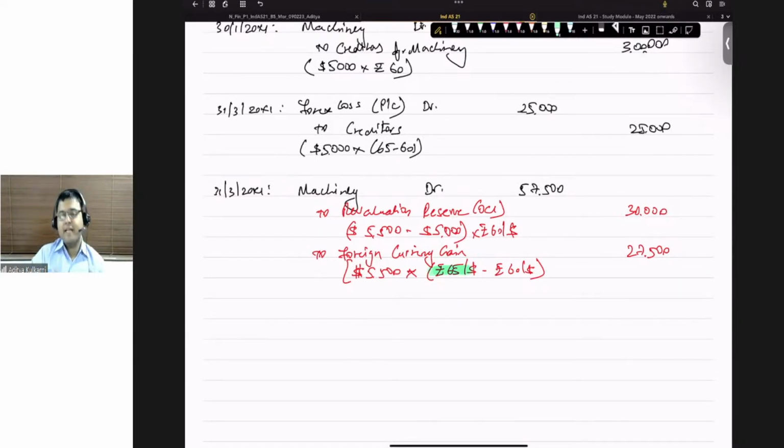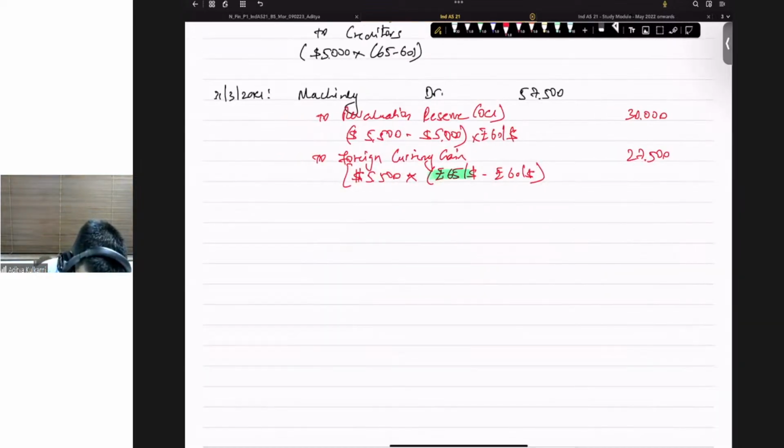The movement in values without movement in exchange rate goes to reval reserve OCI, whereas the movement in exchange rate goes in your foreign currency gain. This second part, this 27,500, I repeat, is not on account of translation to closing rate. This is on account of revaluation. On the date of revaluation, the prevailing rate was 65.